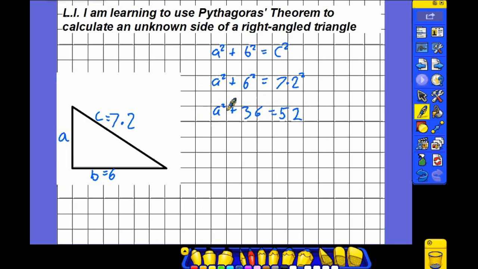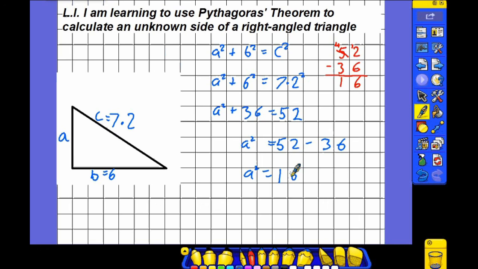Well, what we need is we need to get A squared on its own. How do we do that? We take away 36 from this side, and that gives us A squared on its own. But that means we need to take away 36 from this side. That's going to be 52 take away 36. The answer to which we can work out with a quick calculation here. What we get is 16. So A squared equals 16.